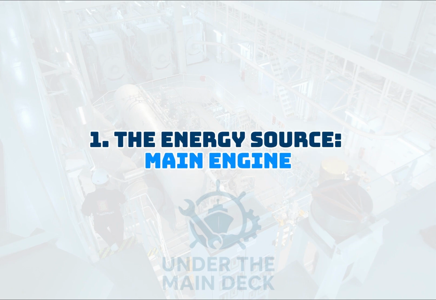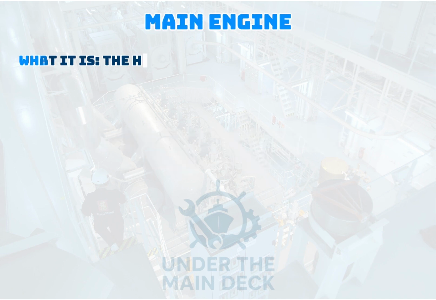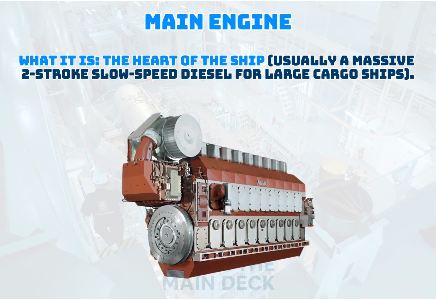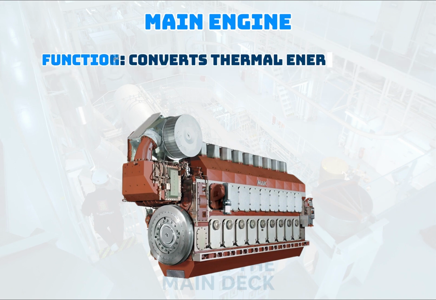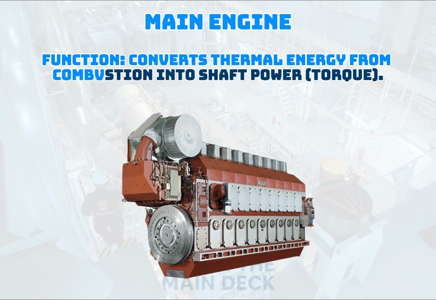1. The energy source, main engine. What it is: the heart of the ship, usually a massive two-stroke slow-speed diesel for large cargo ships. Function: converts thermal energy from combustion into shaft power torque.